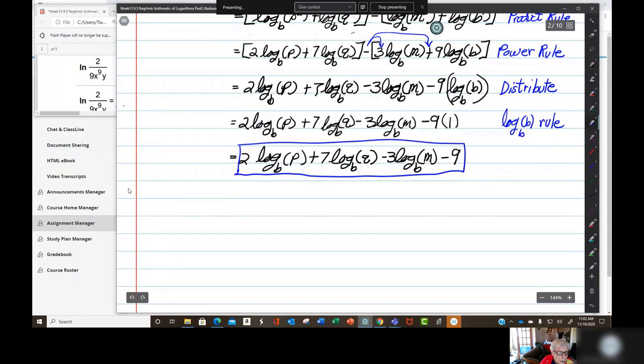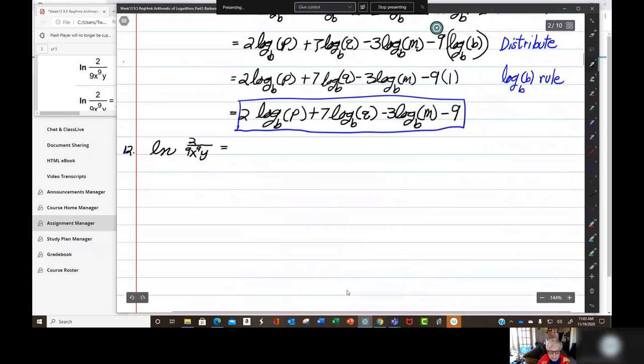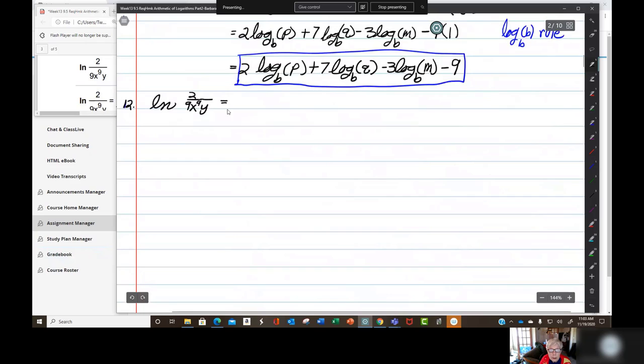Okay, so number 12. We're going to have the ln of 2 over 9 x to the 9 y, which is y to the 1. Okay. So first, we're going to do the quotient rule. That's right. Because it's a quotient, fractions are automatically division problems.